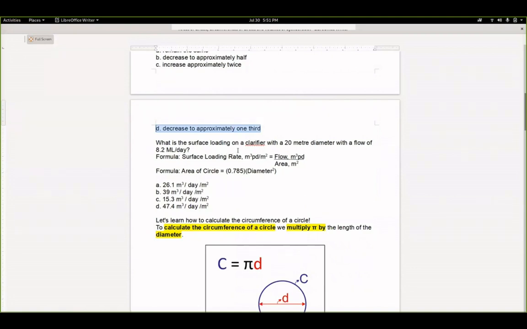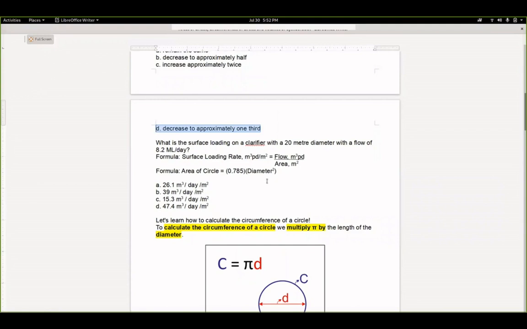What is the surface loading on a clarifier with a 20-meter diameter with a flow of 8.2 megaliters per day? So megaliters is million liters. So the formula is that the surface loading rate in meters cubed per day over meters squared is equal to the flow in meters cubed per day over the area in meters squared.